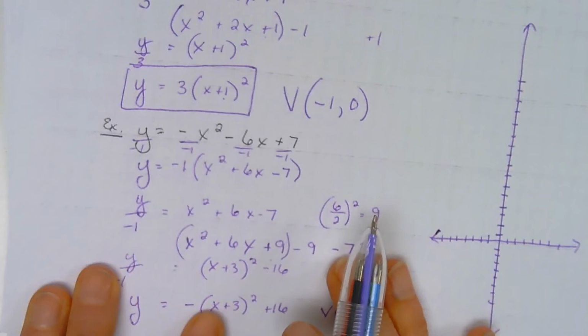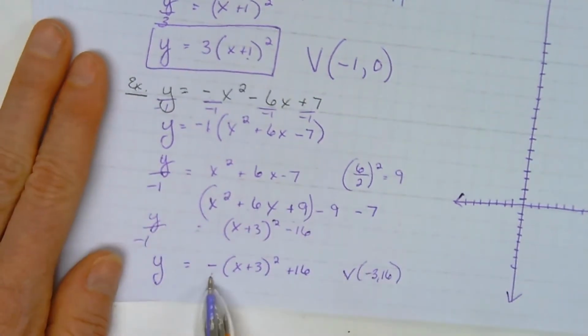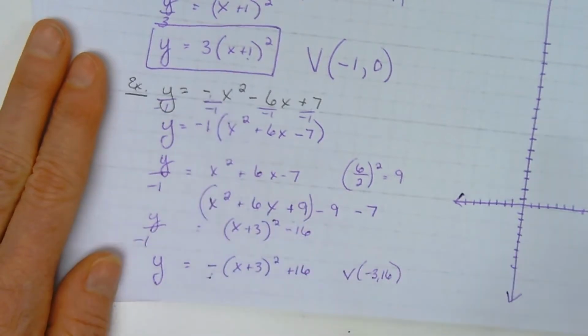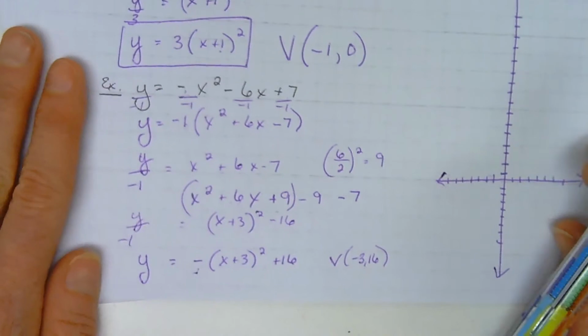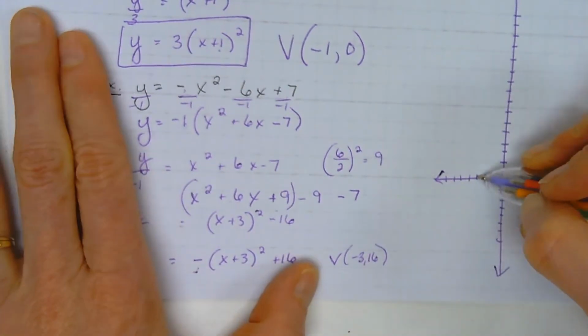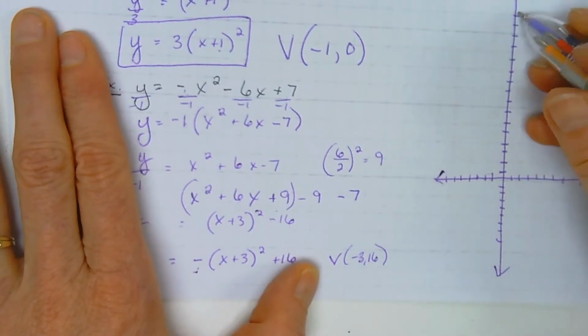Notice that in vertex form we have a minus out in front, this minus a. We also have the minus a here, so this parabola is going to open down. All right, plotting the vertex is -3, 16. 1, 2, 3, 4, 5, 6, 7, 8, 9, 10, 11, 12, 13, 14, 15, 16.